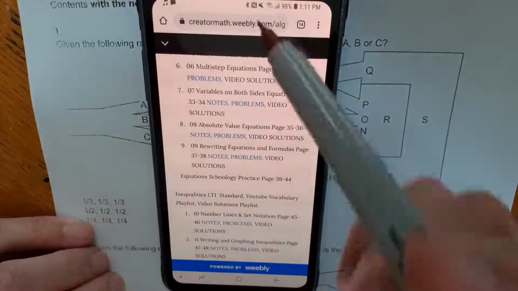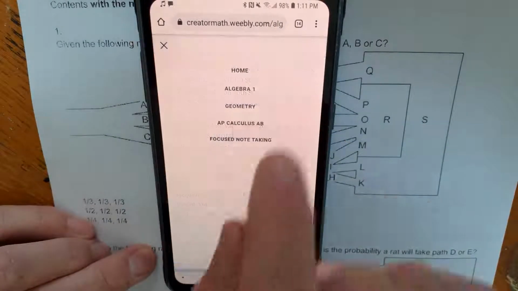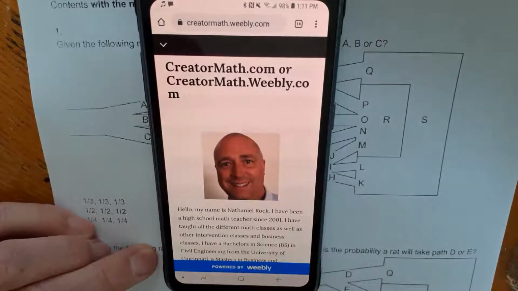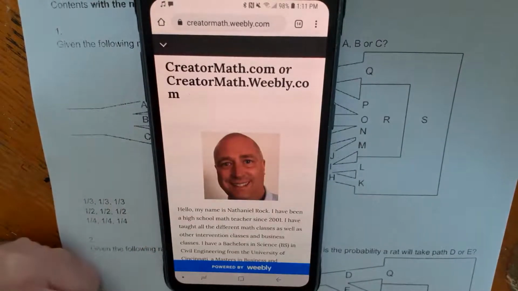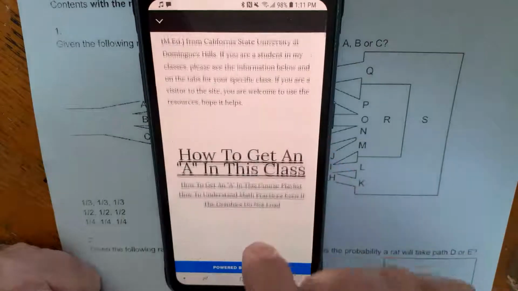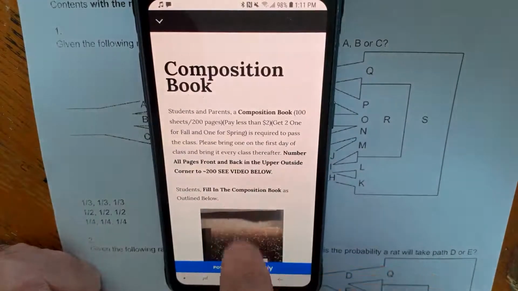first, here's the name of the website, creatormath.weebly.com. Google that. You should arrive at a home page, if you can get there, that looks like this. If you have any questions about your composition book, and I know there's a lot of requirements for the comp book, you do need help, and you're not going to just get it from hearing it. You're going to need to read some stuff. Scroll down below my picture and look for the words composition book. Start to follow all of the instructions.